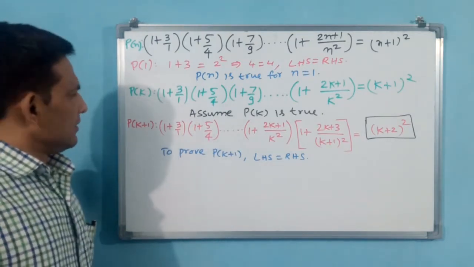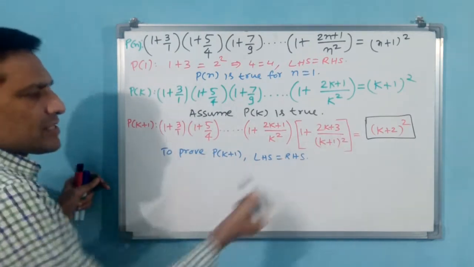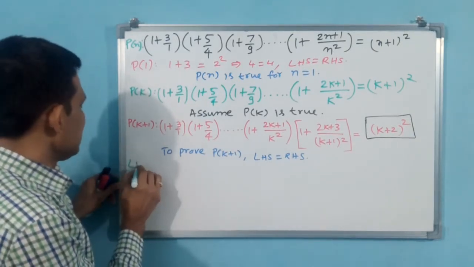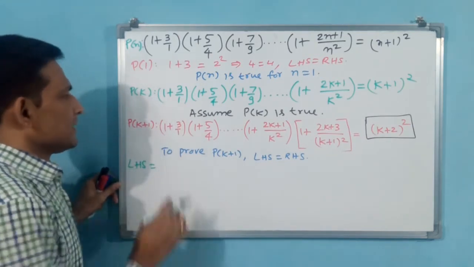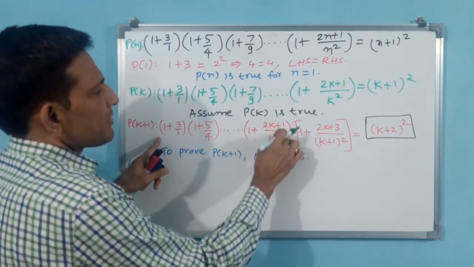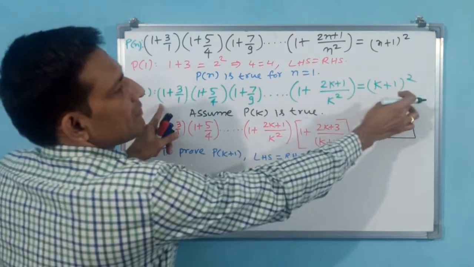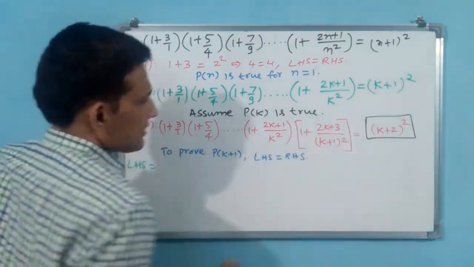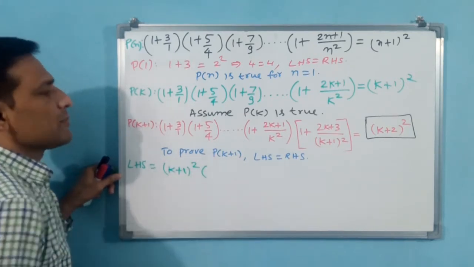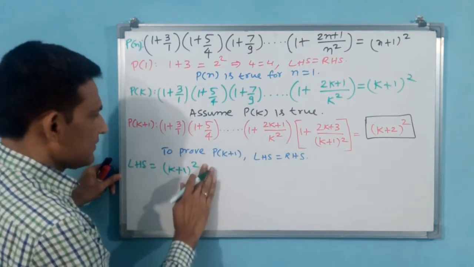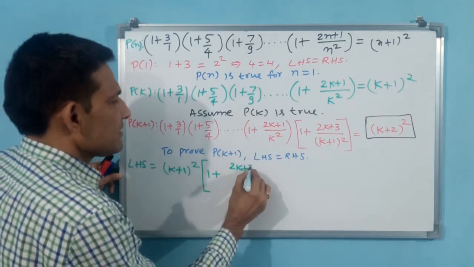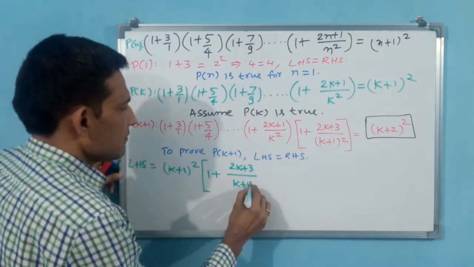Okay. Let us write only LHS. Why? Because RHS we have to prove. We should not take RHS. The RHS has to come. LHS you take. See, if you observe carefully LHS, up to 1 plus 2k plus 1 by k square, this value we have got here, k plus 1 whole square. Shall I replace this? K plus 1 square into this one you have to take. I am going to take this bigger one, 1 plus 2k plus 3 by k plus 1 whole square.